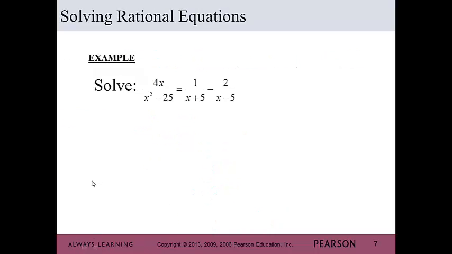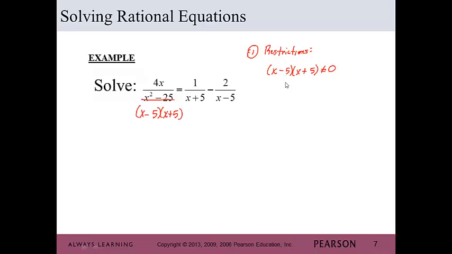Alright, so we have another one to solve. This time it says 4x divided by x squared minus 25 equals 1 over x plus 5 minus 2 over x minus 5. Well, the same thing, we're going to list our restrictions. And we're going to start with the first one. Now, before I start here, I am actually going to factor this. So this is x minus 5 times x plus 5. Okay? Remember, factor if you can. Now, set the first one not equal to 0.